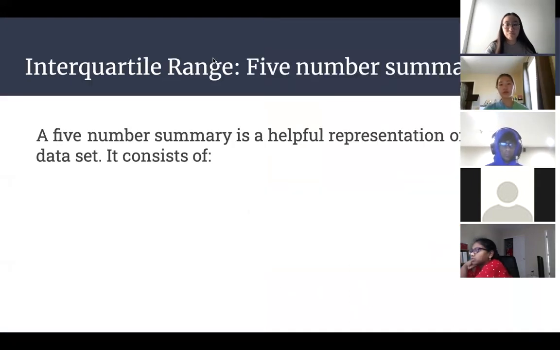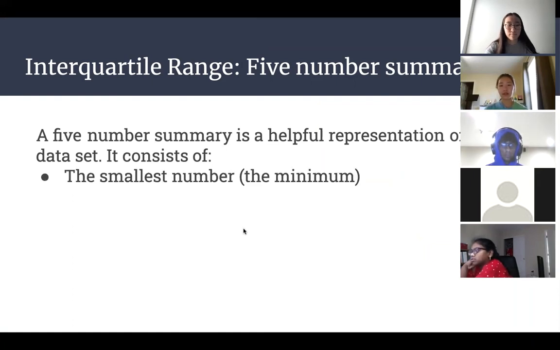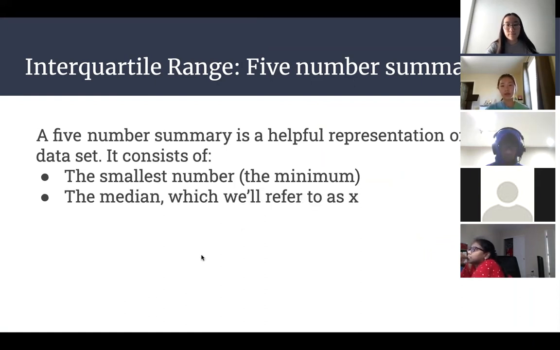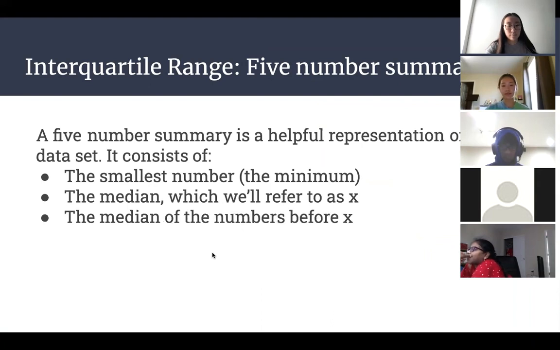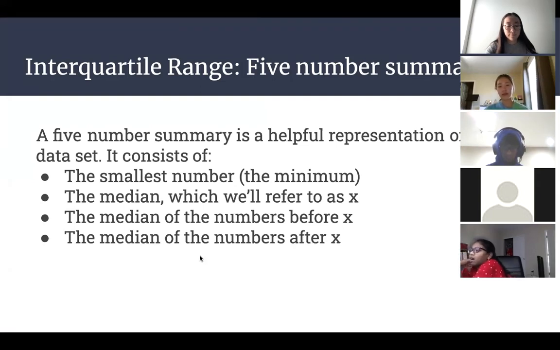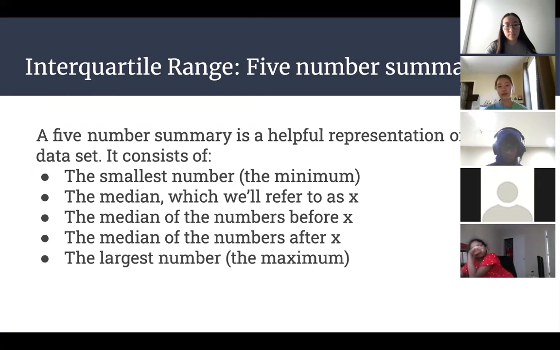So next we're going to go over a 5-number summary. A 5-number summary is a helpful representation of a data set, and it's basically just what its name is: 5 numbers about a data set. It consists of the smallest number, or the minimum, and the median, which we'll refer to as x right now. The median of the numbers before x, not including x, and then the median of the numbers after x. And then the largest number, the maximum.